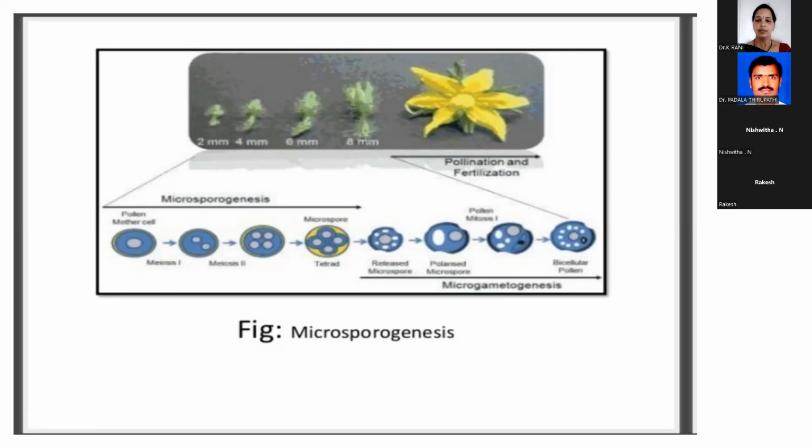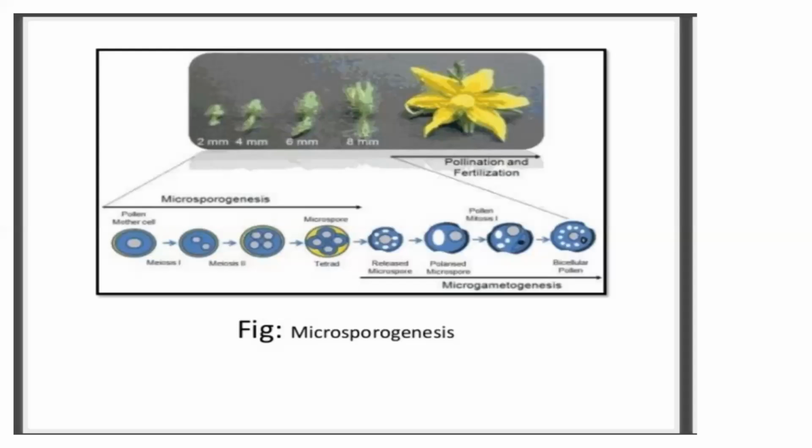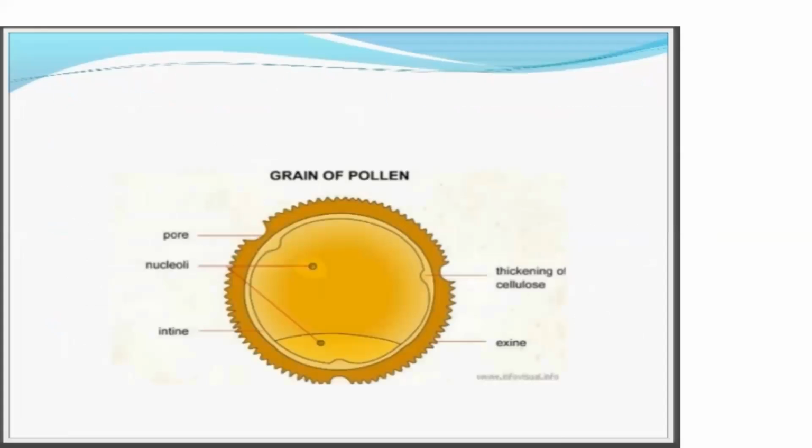Different types of tetrads are formed after completion of the meiotic divisions. They are the tetrahedral, isobilateral, decussate, T-shaped and linear types. These are all different microspore tetrads. One is the tetrahedral. Tetrahedral means that the 4 spores are arranged in the 4 corners. I'll show another diagram.